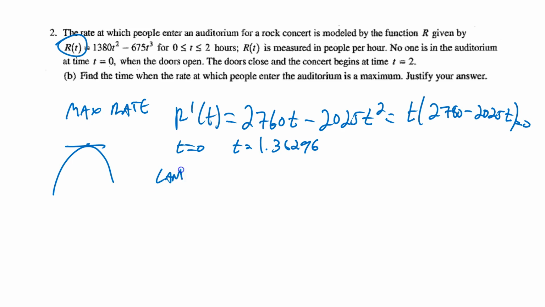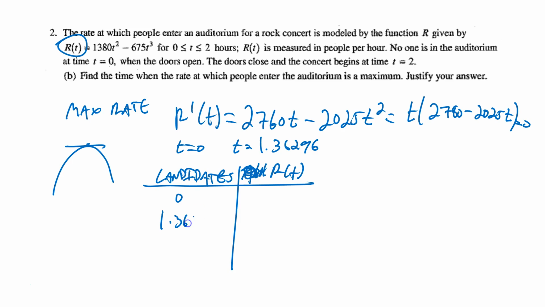So candidates. And you'll notice on my key I have online, I don't do this just because I ran out of room. But then we're going to find the rate at that time to find our maximum. So our candidates are 0, 1.36296, and then 2. Endpoints and critical points. At 0, r of 0 is 0. We know that from here. If we plug in 0 here, we get 0. So that's probably not going to be a maximum. r of 1.36296.